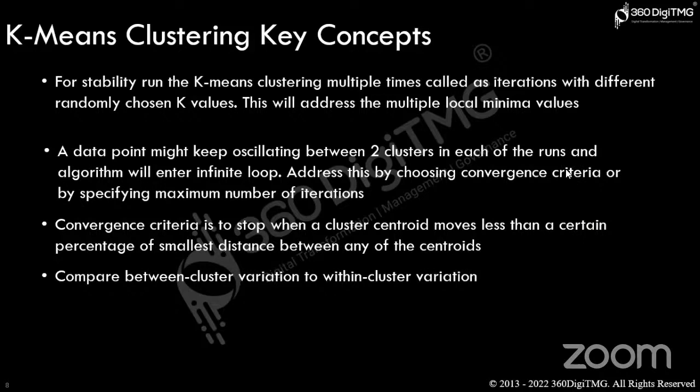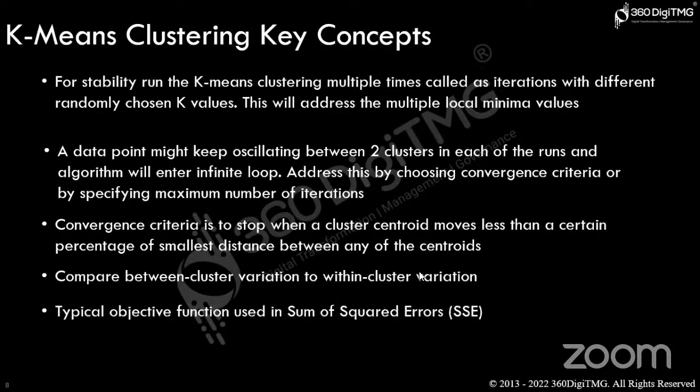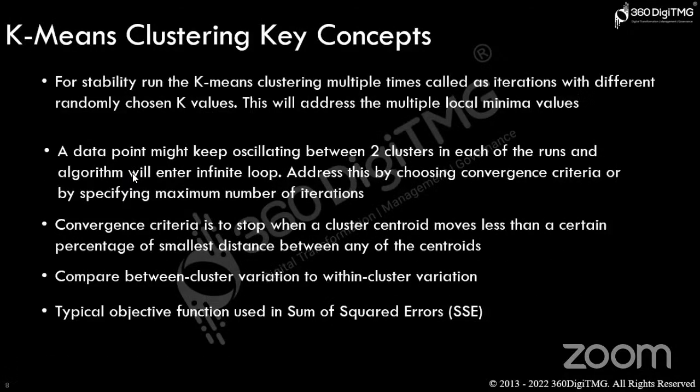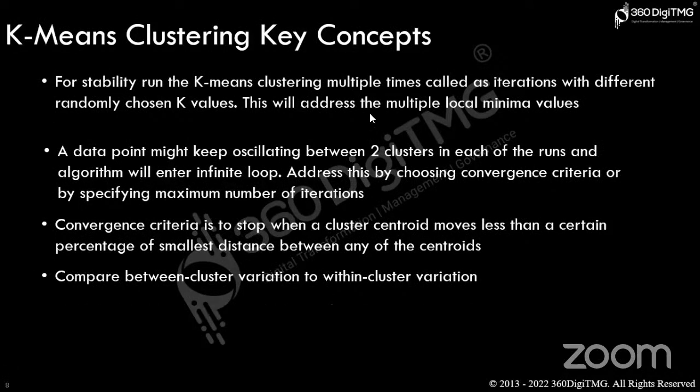And compare the within-cluster variation and the between-cluster variation. This is the between sum of squares as well as the within sum of squares. Some will be calling it the sum of squares of the error. Based on that, we will be judging the cluster.